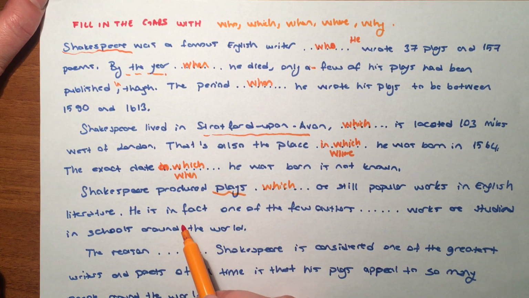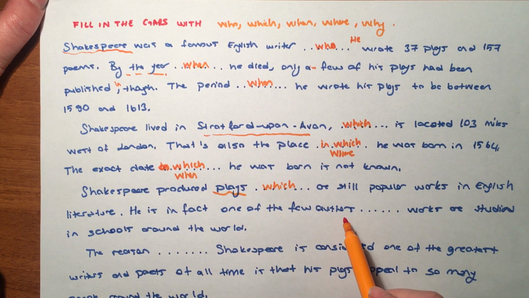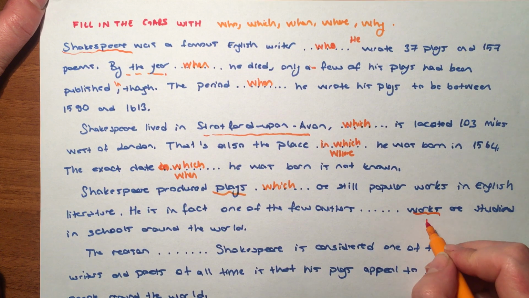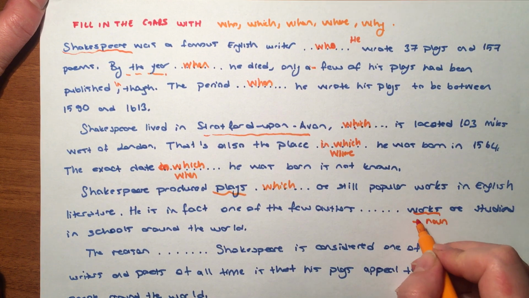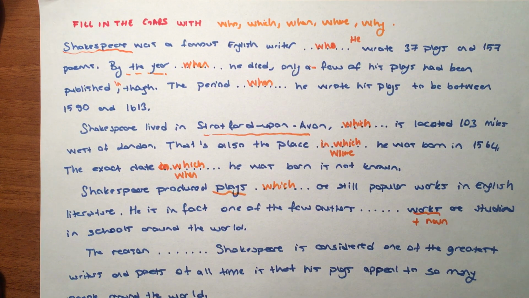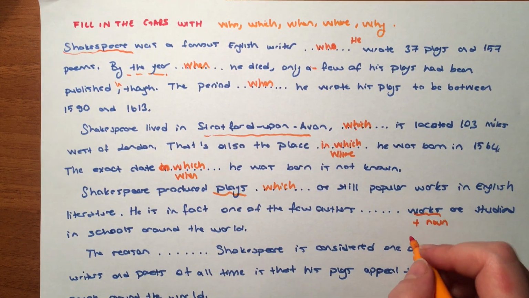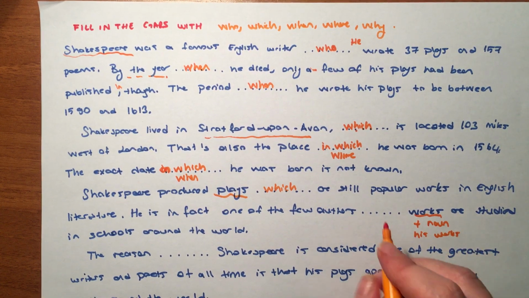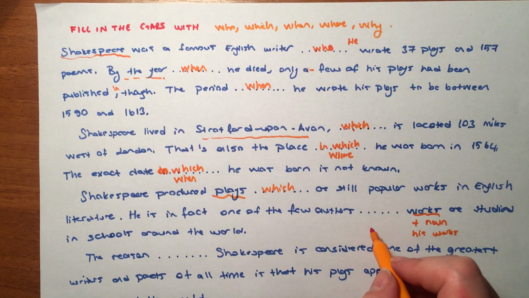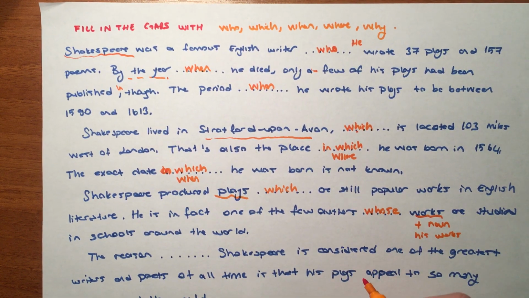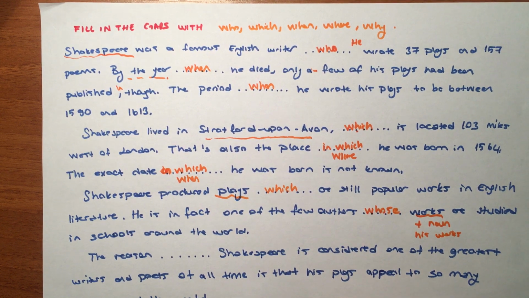Okay, he is, in fact, one of the few authors. We talk about Shakespeare and works. Okay, there is a noun. Before noun, we talk about a possession in this sentence. Okay, there must be a possession. In fact, it's his works. Okay, Shakespeare's works. In relative clause, we use as a possession whose works. Okay, Shakespeare's works. We said.